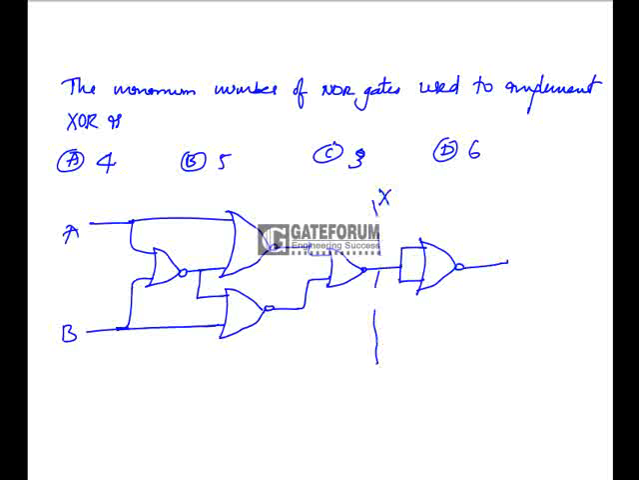At this point you will get the XNOR output, but what is the question? We require XOR. So at this point we will get the XOR output. So how many are required? 1, 2, 3, 4 and 5. So option B is the correct answer. If the question is the minimum number of NOR gates used to implement XNOR, the number of gates required is only 4. Similarly, the minimum number of NAND gates used to implement XOR is 4, whereas the minimum number of NAND gates used to implement XNOR is 5. So option B is the correct answer.